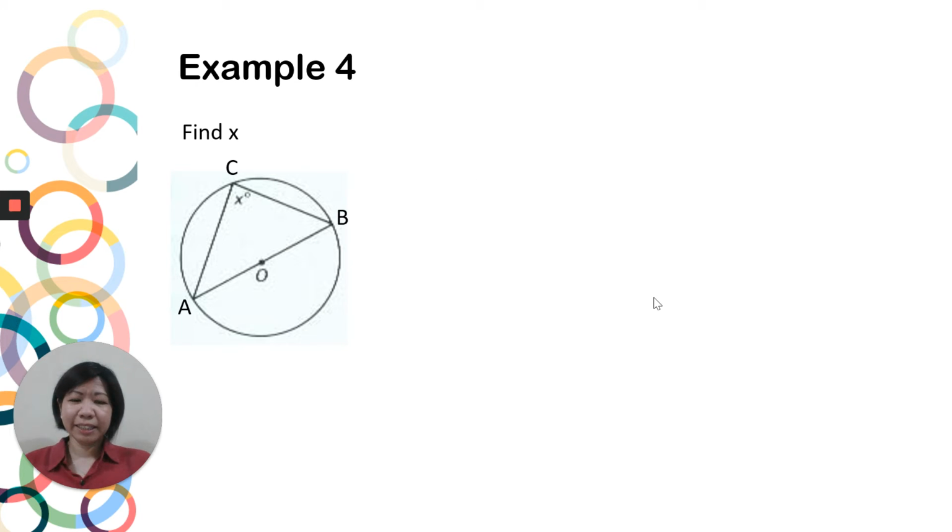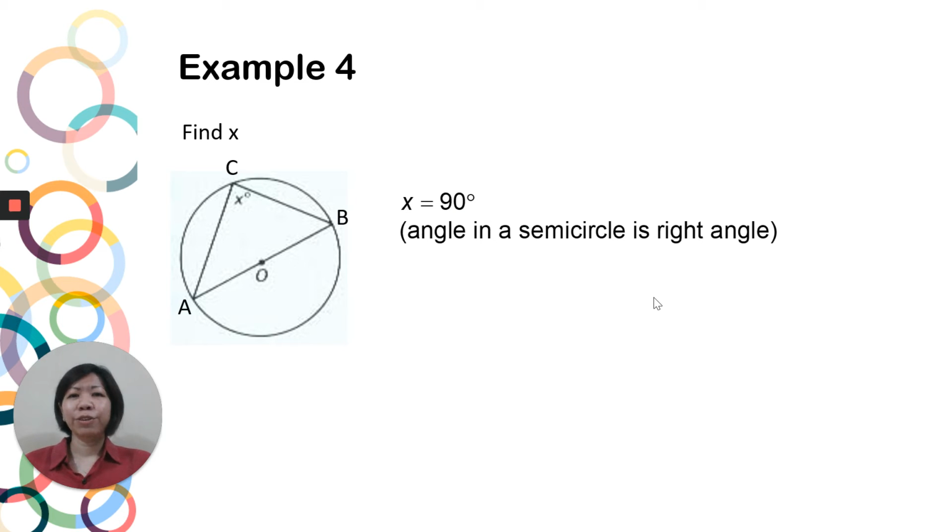Example 4. This is slightly different, but it's not difficult at all. Can you find the value of x? The very first thing you need to realize in this example is that angle ACB is inscribed within a semicircle. So, utilizing theorem 2, you can tell that the size of angle ACB is equal to 90 degrees, simply because it is an angle in a semicircle.